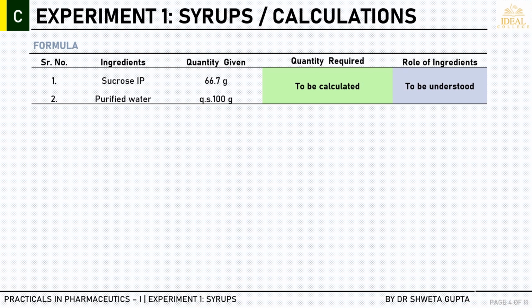Simple syrup as per IP is 66.7% weight by weight sucrose in water. Thus, the quantity given for 100 grams of syrup is sucrose IP 66.7 grams and purified water quantity sufficient to make total 100 grams. In this experiment, we are required to submit 20 grams. So, we will calculate that from the given quantities. And we must also understand the role of each ingredient in all the formulations.